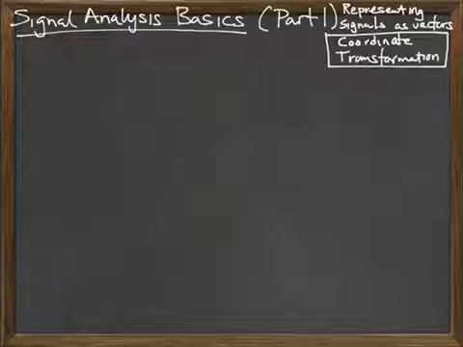So first of all, we'll start off with how to represent signals mathematically. Well, the easiest way is to represent signals as vectors in a vector space. And the reason for that is that signals tend to be orthogonal to one another in frequency, in the frequency domain. Signals in different domains tend to be orthogonal to each other.